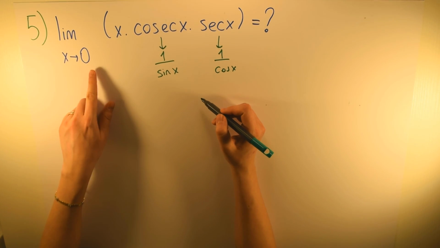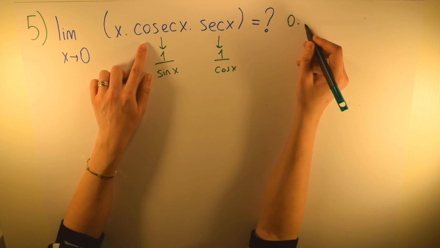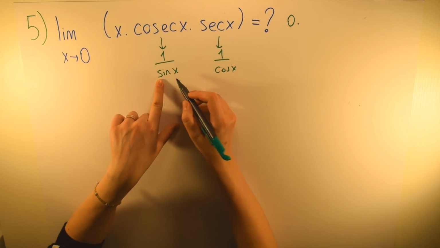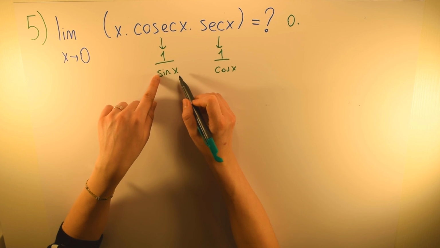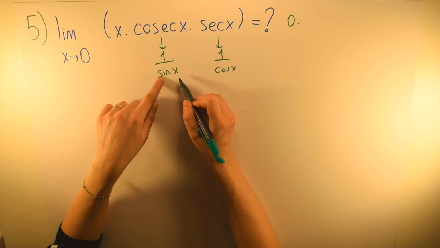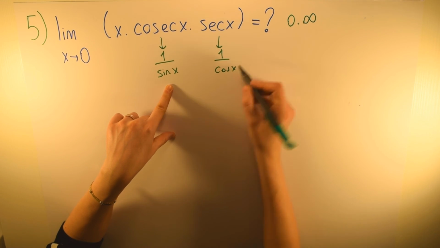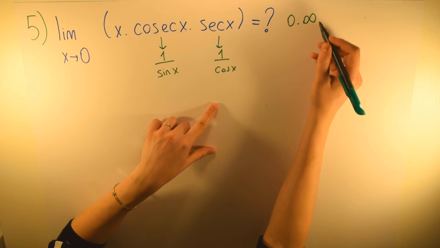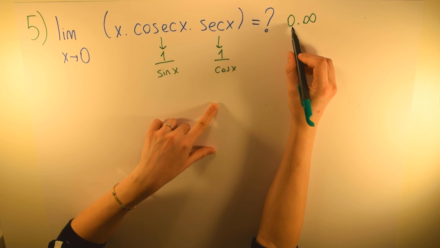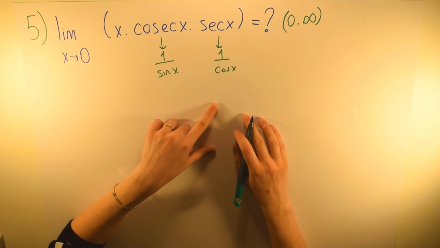So when I put 0 instead of x here, this is 0 times 1 over sine x. When I put 0 here, sine 0 is equal to 0. So 1 over 0 is equal to infinity. And here cosine 0 is equal to 1, so 1 over 1. But still we have this 0 times infinity indeterminate form.